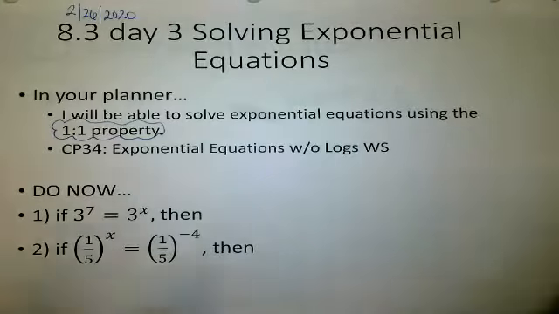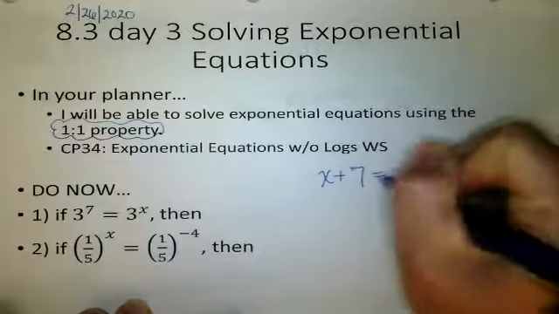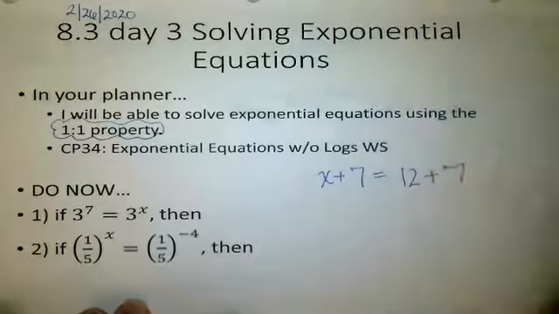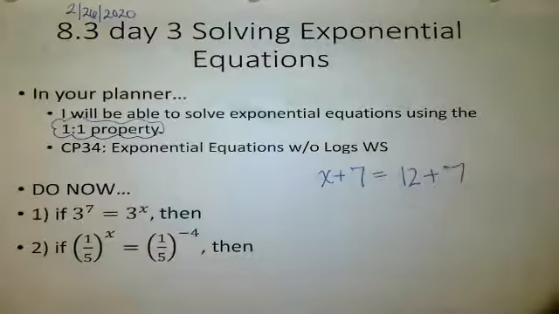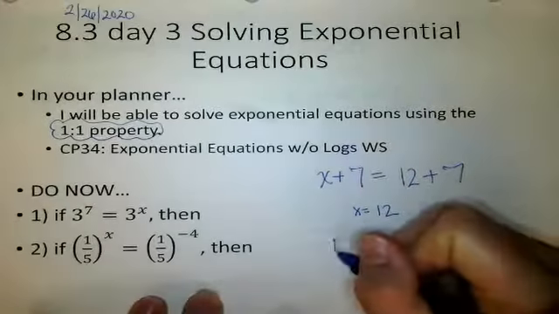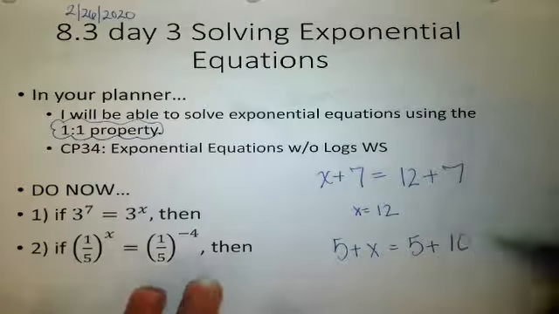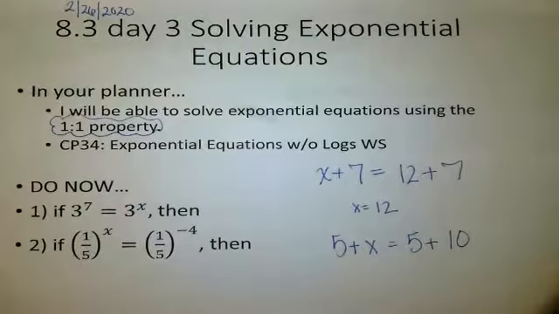All right. So if x plus 7 equals 12 plus 7, what's x? 12. X equals 12. Don't overthink it. Okay. If 5 plus x equals 5 plus 10, what's x? 10. Don't overthink it. Okay, do you see that?